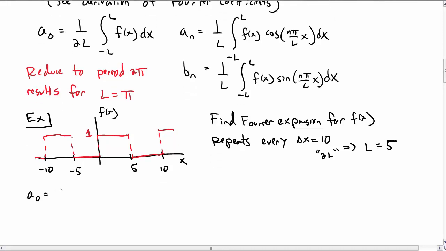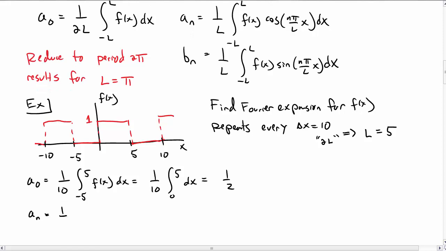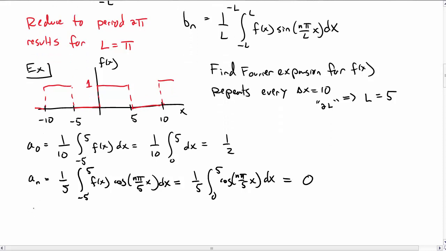Okay, so we can write our coefficient a0 as 1 over 10, the integral from negative 5 to 5 of the function. But the function's only non-zero between 0 and 5, and so we just get 1/2 for a0. For an, we have a similar expression, integral from negative 5 to 5, f of x times cosine of n pi over 5 x dx. And again, that's only non-zero between 0 and 5, but we end up getting 0 for the a sub n's.